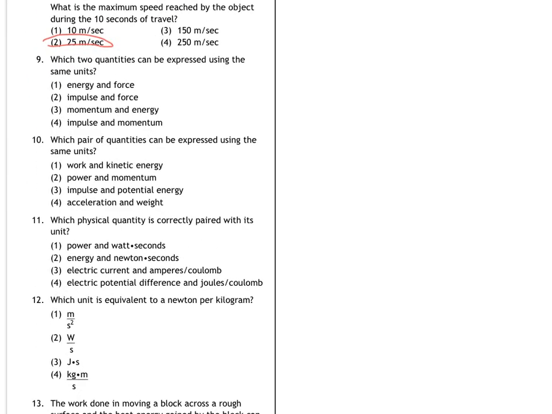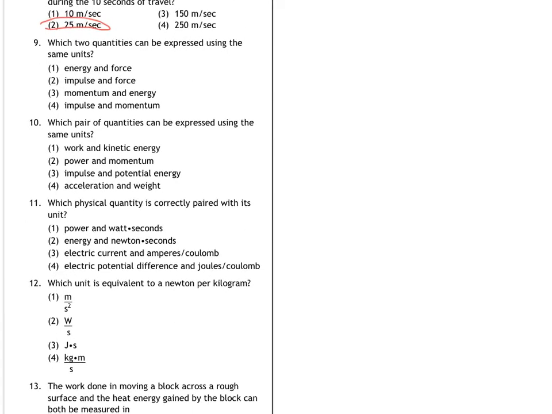Next. Which two quantities can be expressed using the same units? I'm looking for energy and work, and I don't see it, so we're going to have to think about it a little bit more. Oh, I see it. It's right here. It's going to be impulse and momentum, and I can explain that. I'm going to write in some equations that I'm going to get off the reference table, so you can just wait for that.